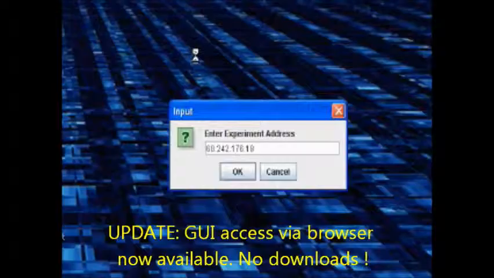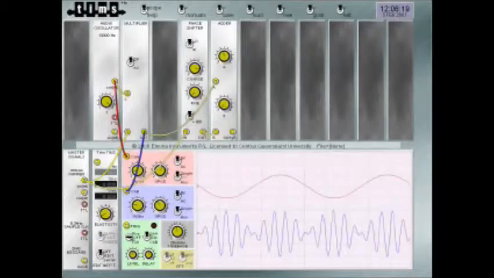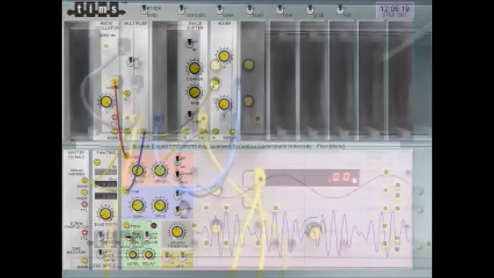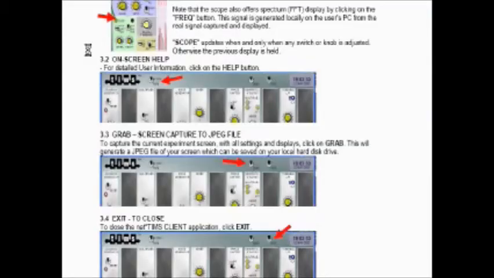A student runs a netTIMS interface program on their internet-connected PC, connects to the IP address of the netTIMS interface unit, and a direct and independent session is immediately established between the student and the experiment. Students can easily capture screenshots for their experiment reports, and all student activity is logged by the netTIMS server.